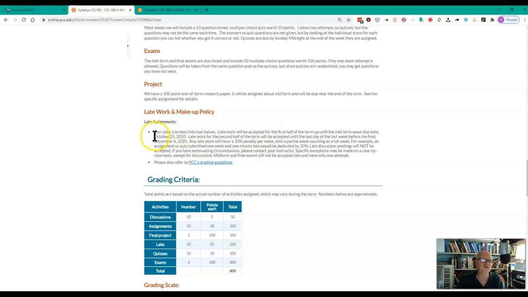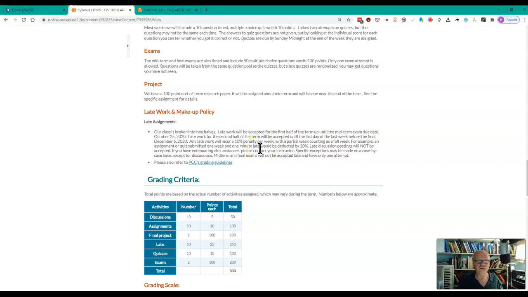So in other words, from the first half of the class, you can still do stuff until October 25th, even though it'll be late and you'll take a penalty. For the last half of the class, you can still do stuff until December 6th. However, there's that penalty, 10% per week.